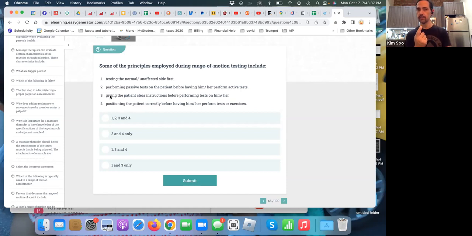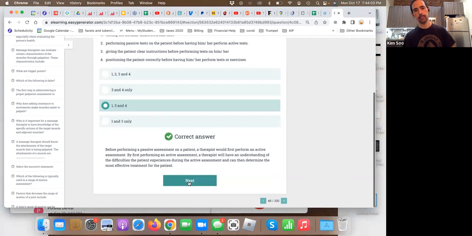Number three, giving the patient clear instructions before performing tests on him or her. Clear instructions should almost always be part of the process. Number four, positioning the patient correctly before having him or her perform tests or exercises. I'll say number four for sure. So let's say 1, 3, and 4. Let's try that. And that's correct.